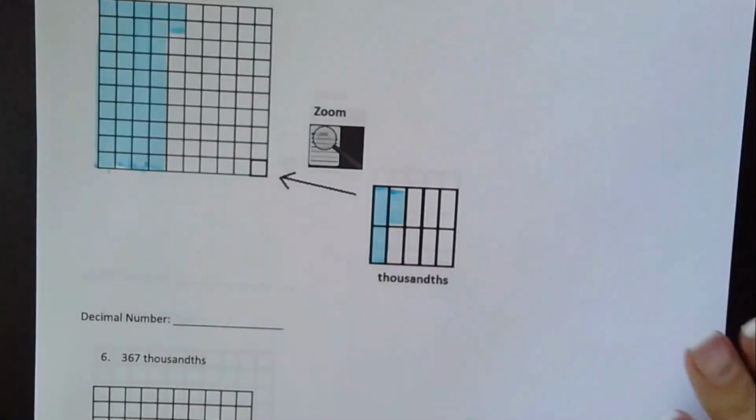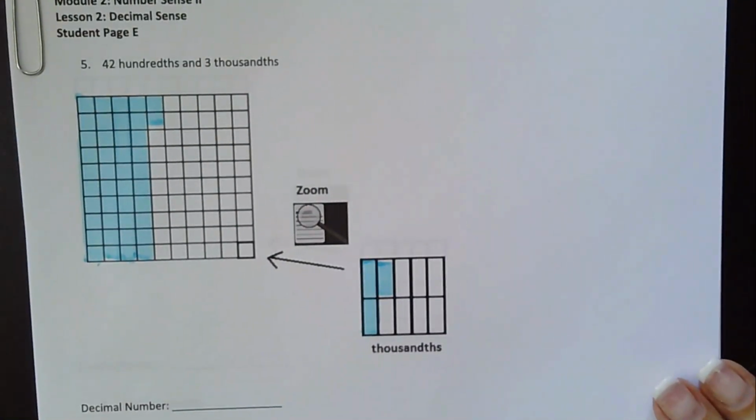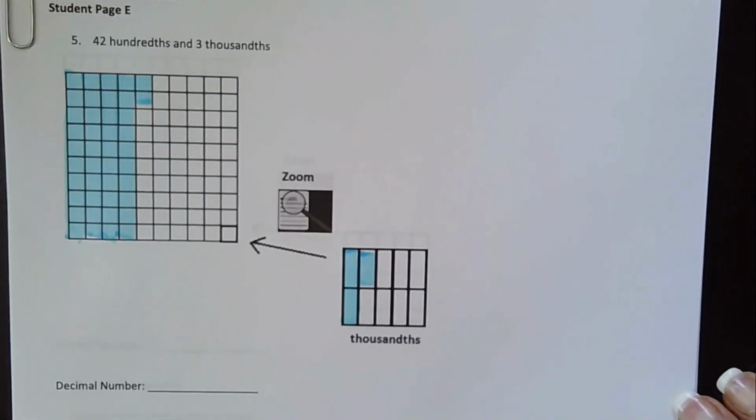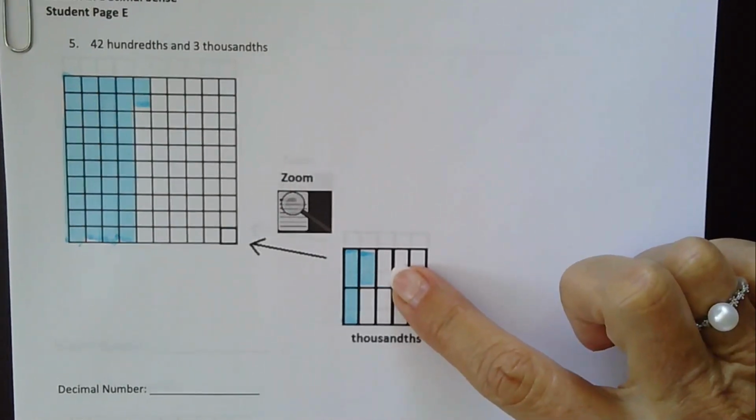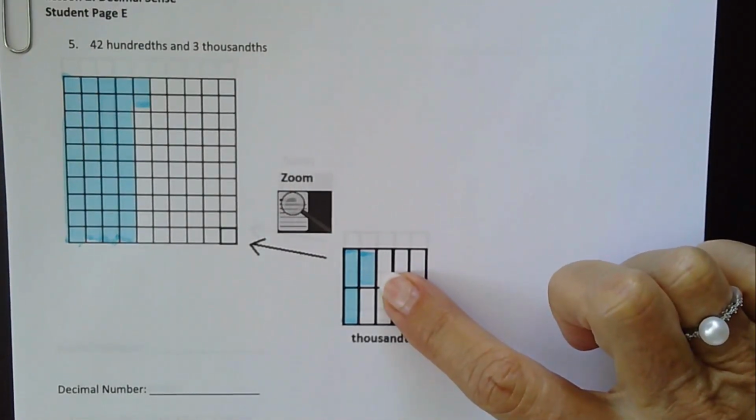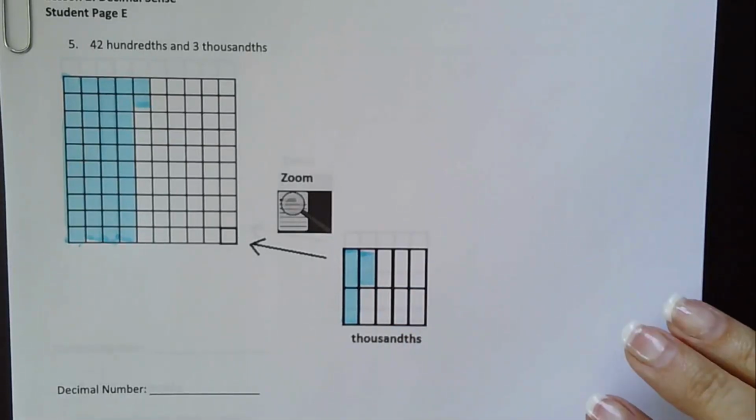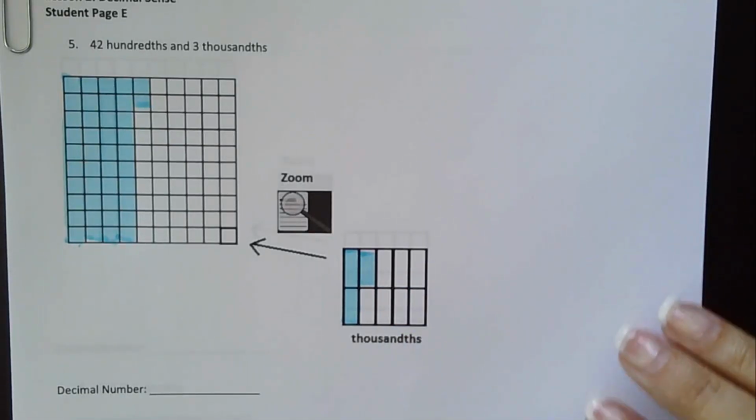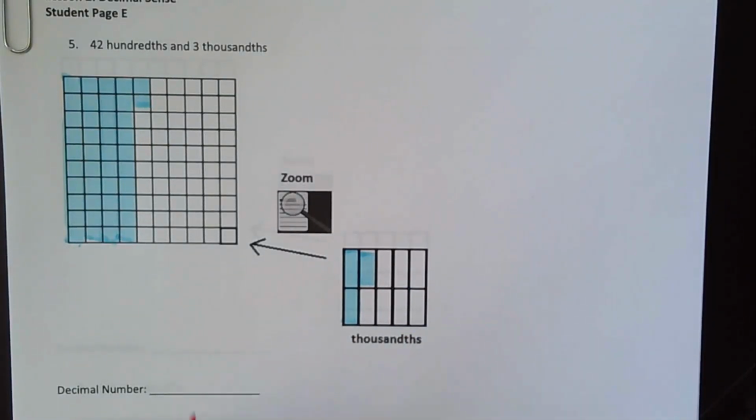And then we have to count the strips. Remember, that's your tenths place. Count the separate little boxes outside the strips. That's your hundredths place. And then count the boxes or the rectangles in the thousandths. And we know thousandths has 3 decimal places.